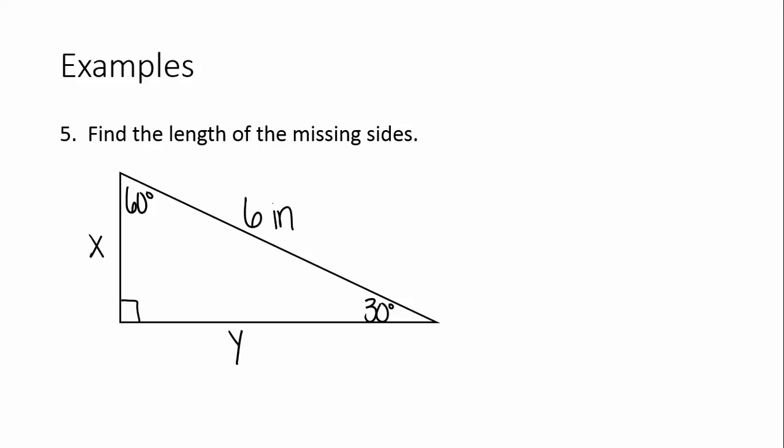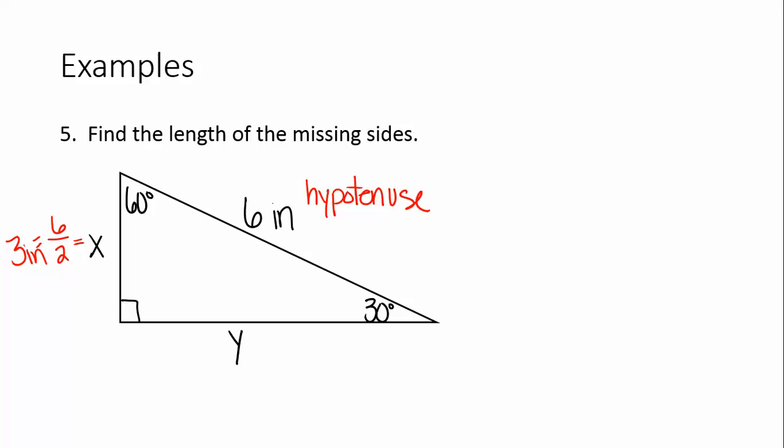Example 5, still a 30, 60, 90 right triangle, but this time we're given the length of the hypotenuse. This is the hypotenuse. We're not given the shorter leg. But if we know that the hypotenuse is twice as long as the short leg, then we can just take the hypotenuse and divide it by 2 to get the length of the short side, 3 inches. 6 divided by 2. It's half of the hypotenuse.